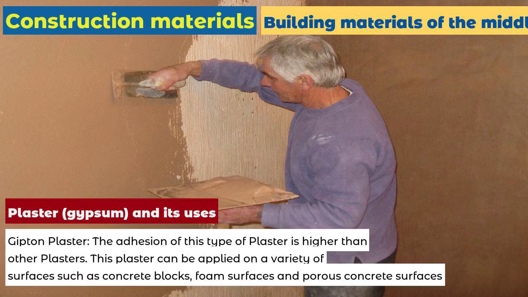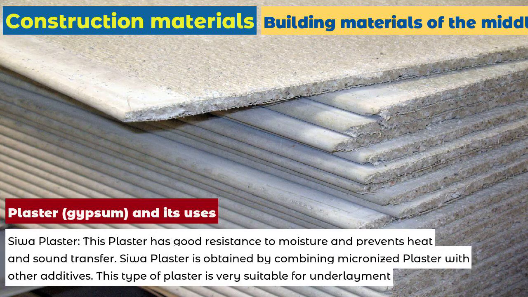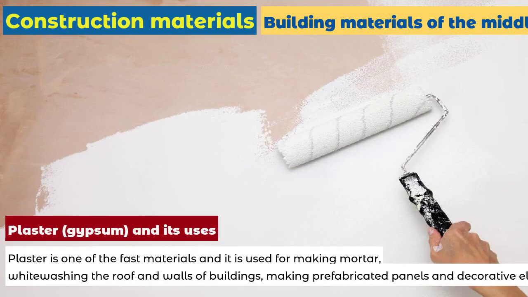Gypton plaster. The adhesion of this type of plaster is higher than other plasters. This plaster can be applied on a variety of surfaces such as concrete blocks, foam surfaces and porous concrete surfaces. Siwa plaster. This plaster has good resistance to moisture and prevents heat and sound transfer. Siwa plaster is obtained by combining micronized plaster with other additives. This type of plaster is very suitable for underlayment. Plaster is one of the fast materials and it is used for making mortar, whitewashing the roof and walls of buildings, making prefabricated panels and decorative elements.